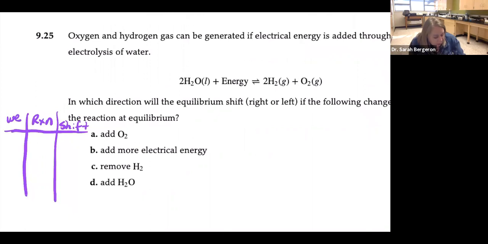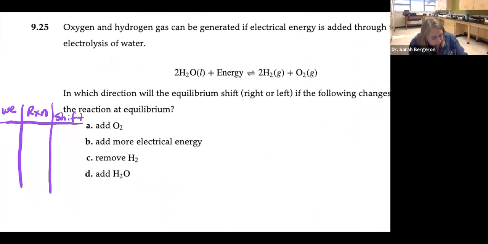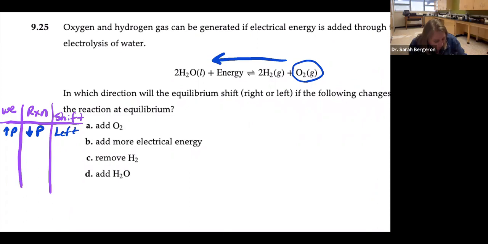If I add O2, well, I've got to come over here and find my O2. Here's my O2. So what if I add O2? What am I doing? I am increasing my product. What is the reaction going to do? The opposite. Decrease product. How do I decrease product? I'm going to go away from the product and I'm going to make reactants. So that is going to be a left shift. Okay.